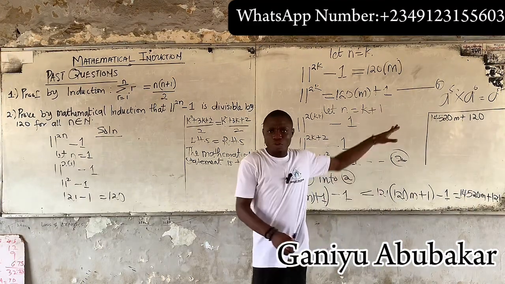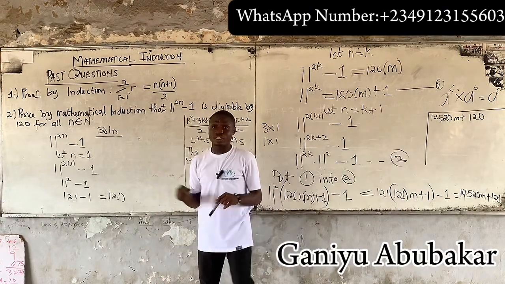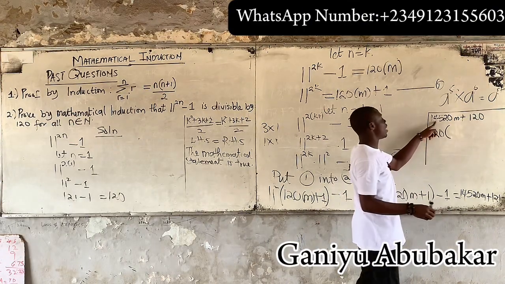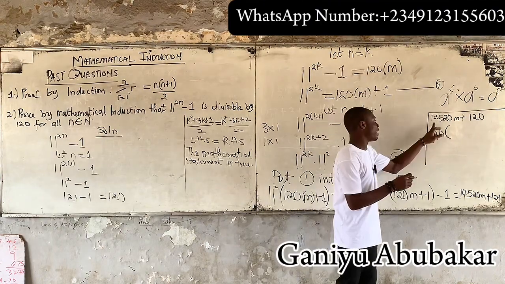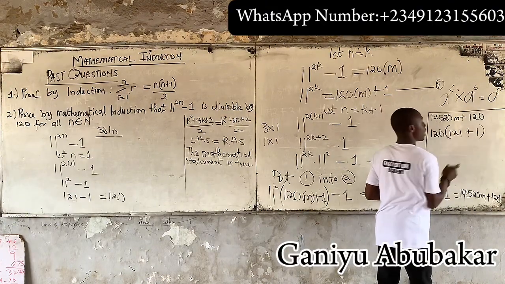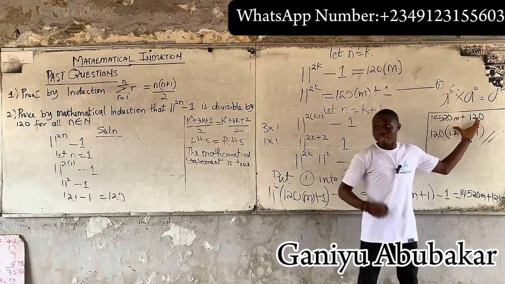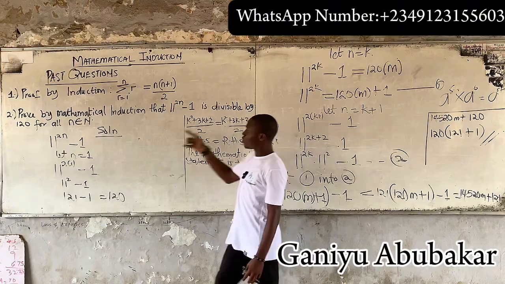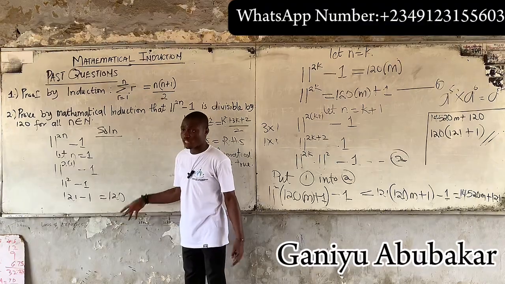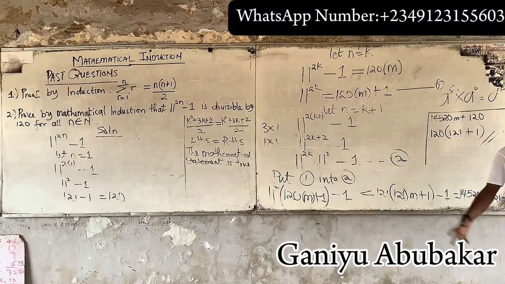Now ask yourself, can you divide this thing by 120? Is it possible to divide by 120? Let's confirm. Divide by 120. What do you have? 14520m divided by 120, and 121 minus 1, which is 120. This answer I got can be divided by 120, which is true. Similarly, this one too can be divided by 120. That's all. That's all, please.